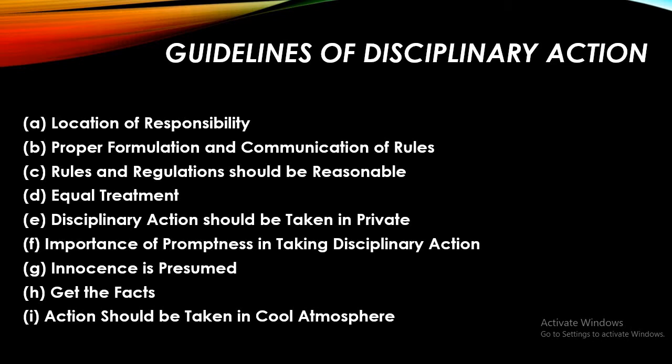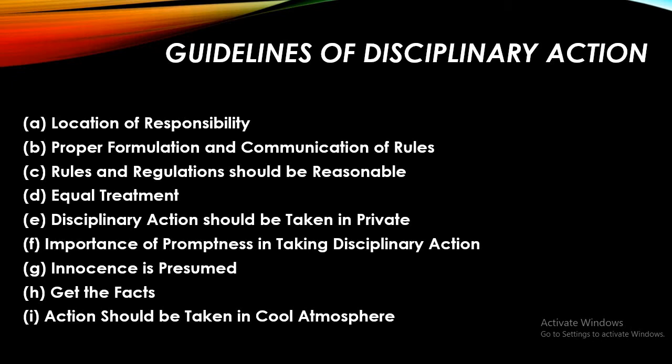Number 2 will be the proper formulation and communication of rules. Since employees are expected to conform to rules and regulations and behave in a responsible manner, it is essential that these rules and regulations are properly and carefully formulated and communicated to them. It would be preferable if a copy of these regulations together with any explanation thereof is included in their handbook. At any rate, they should be put up on the notice board and bulletin board. While finalizing the rules, everyone should be given the opportunity to express freely his views thereon.